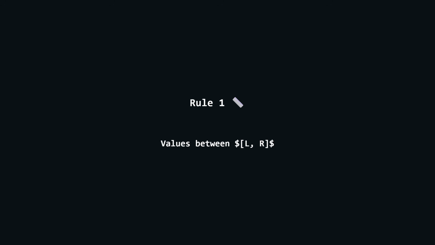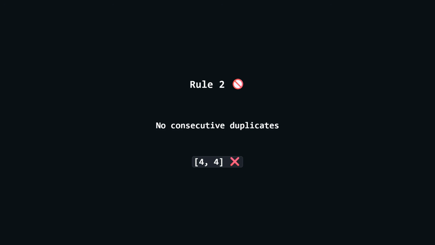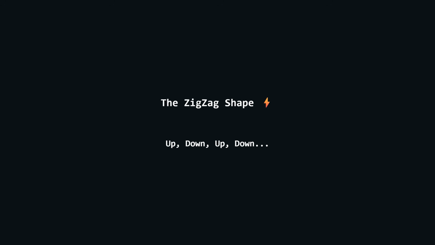The first rule is that every number we pick for our array has to fall between a starting limit L and an ending limit R. Next, we cannot put the exact same number right next to itself. So a 4 followed by another 4 is invalid. And the trickiest part, we absolutely cannot have 3 numbers in a row that are strictly going up, or 3 numbers in a row that are strictly going down. Because of these rules, the array has to constantly alternate directions, forming a zigzag pattern.